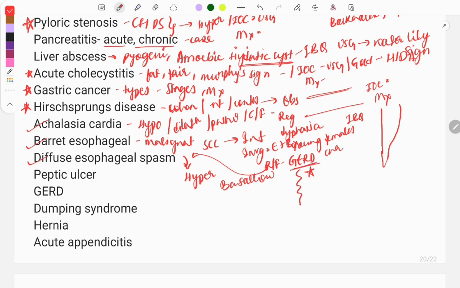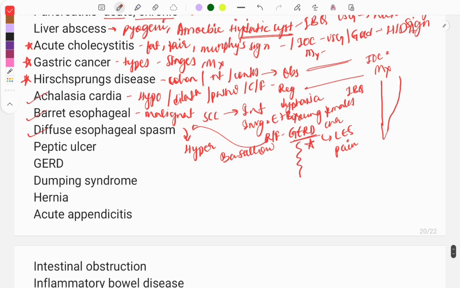Okay, so do look at the points regarding the GERD also, like it is mostly due to the LES incompetence, and the clinical features will be like the epigastric pain, then burning sensation, and reflux and dysphagia. So these were some important topics which you must do from the esophagus.